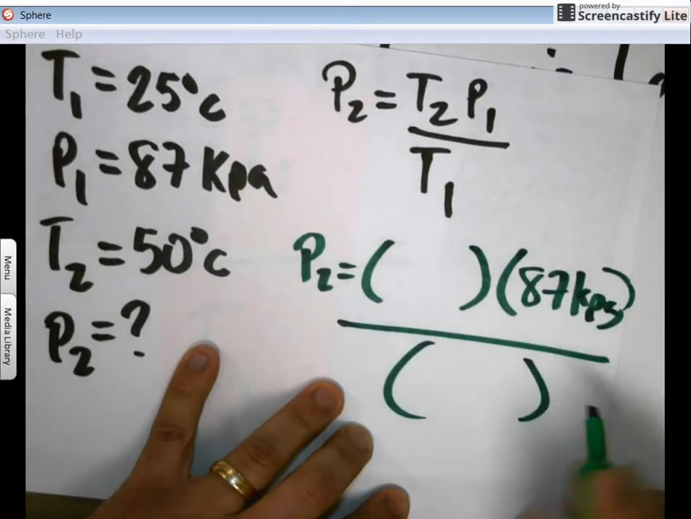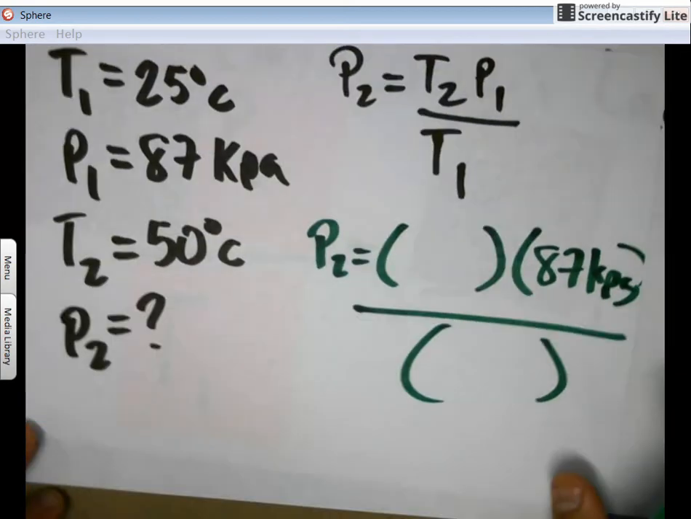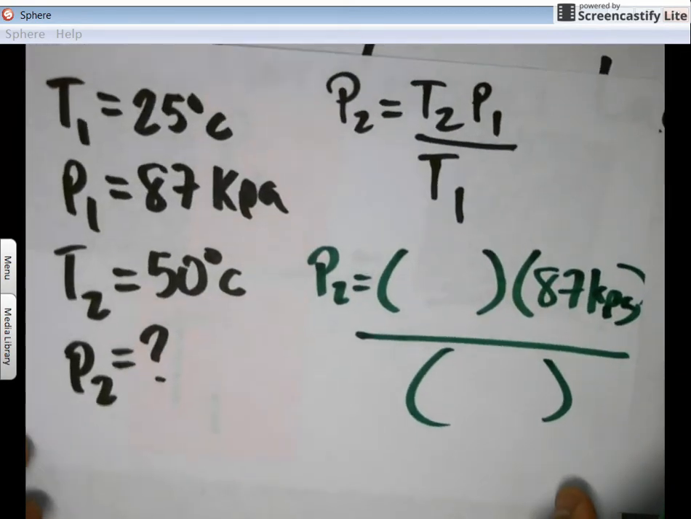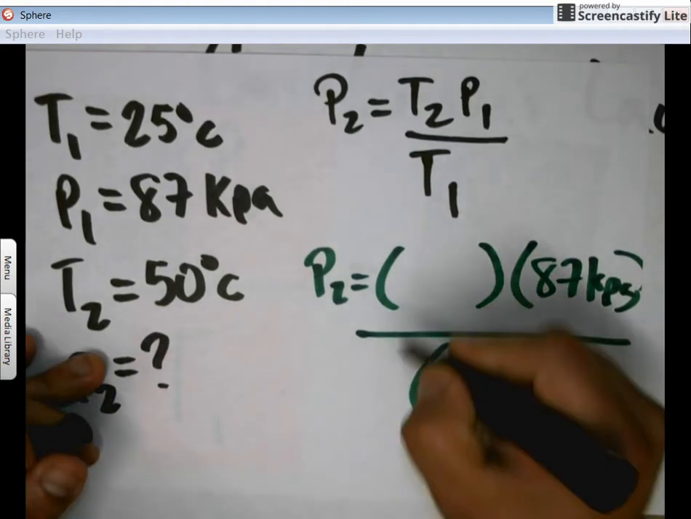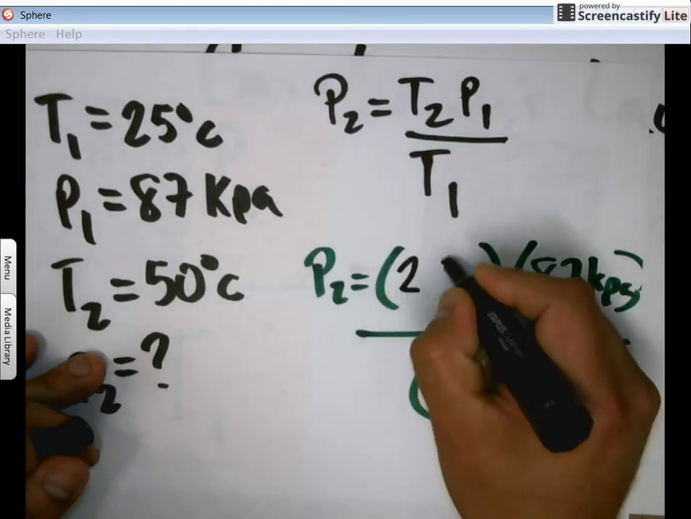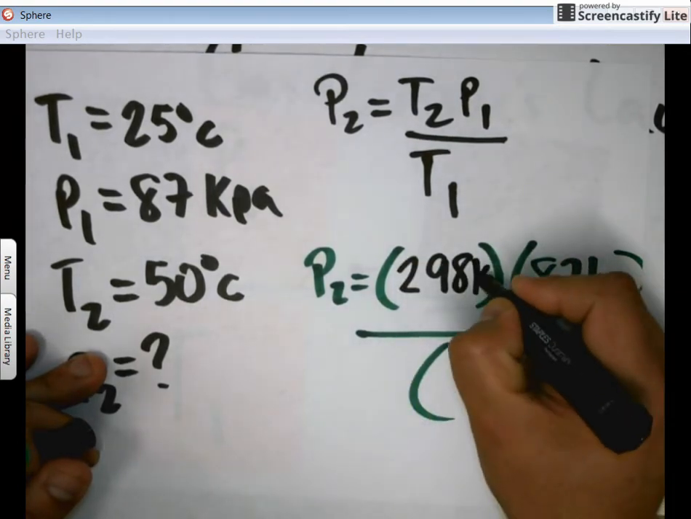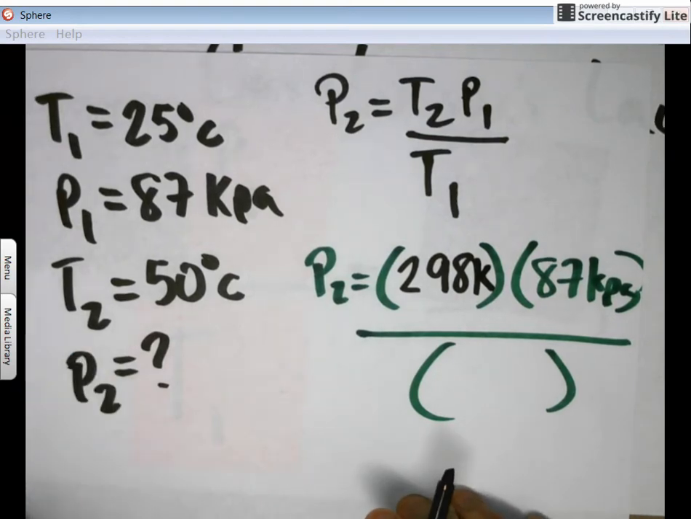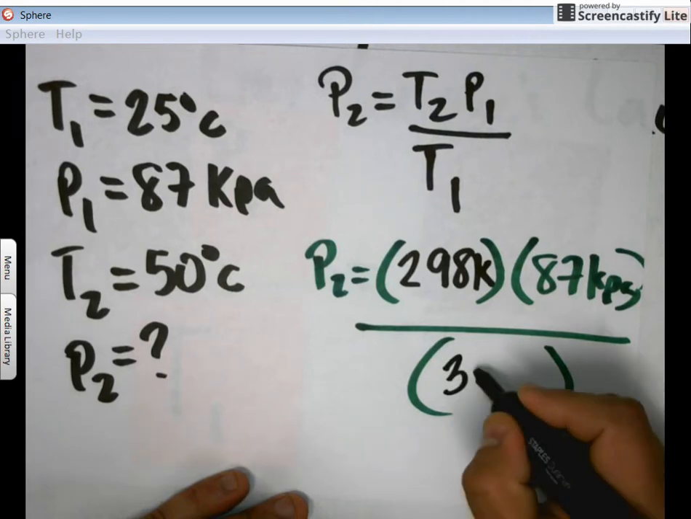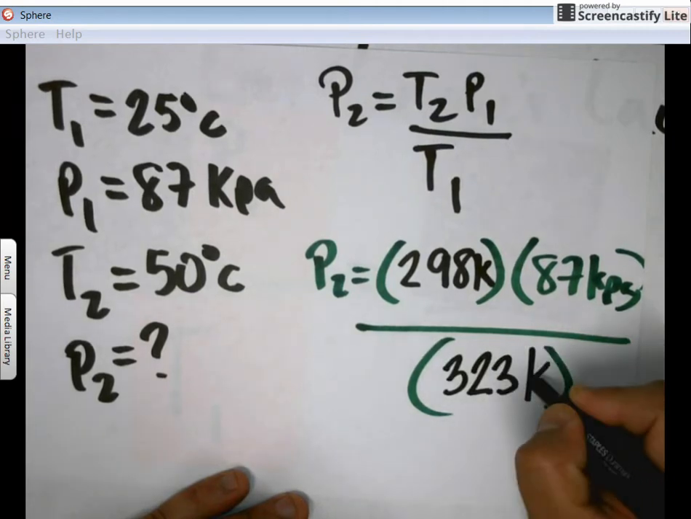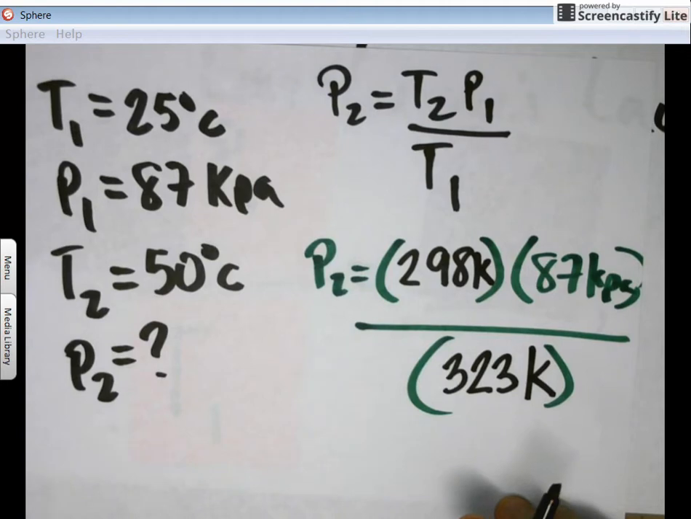All right. So what do I have to do before I can use the temperatures here? Convert it to Kelvin, right? So I just got to add 273 to each one of those. So what's 273 plus 25? 298 Kelvin. And then what's 50 plus 273? 323 Kelvin, right?